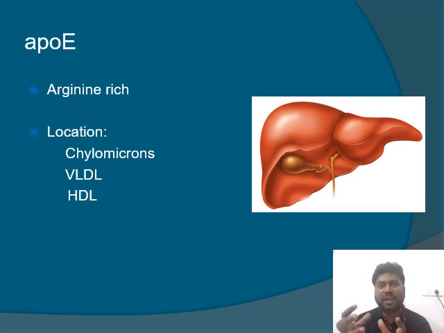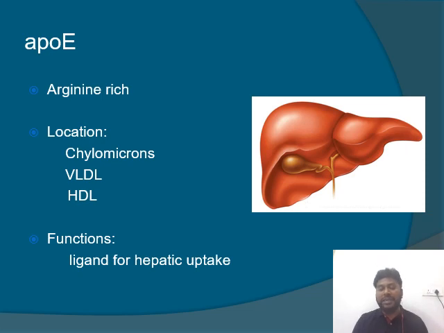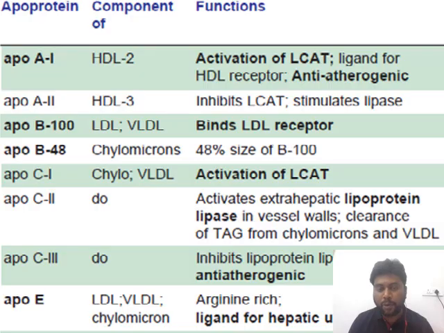After removing the triglycerides from chylomicron and VLDL, they get transformed into their remnants. Chylomicron will form chylomicron remnants, whereas VLDL will form IDL. Both these remnants will be identified and taken up by the liver for catabolism only with the help of this ApoE. It acts as a ligand for hepatic uptake of chylomicron remnants and VLDL remnants, that means IDL, intermediate density lipoprotein. So that's it about the functions of various apolipoproteins.